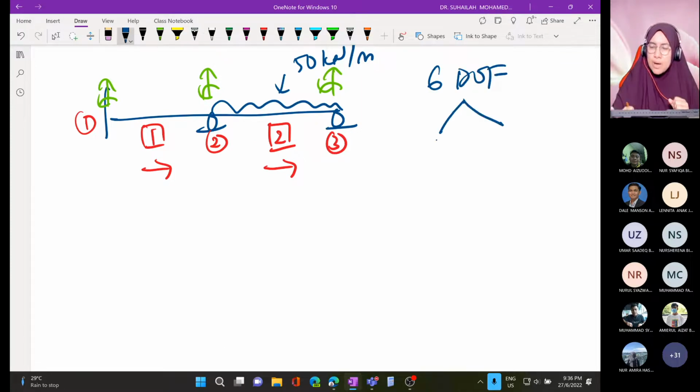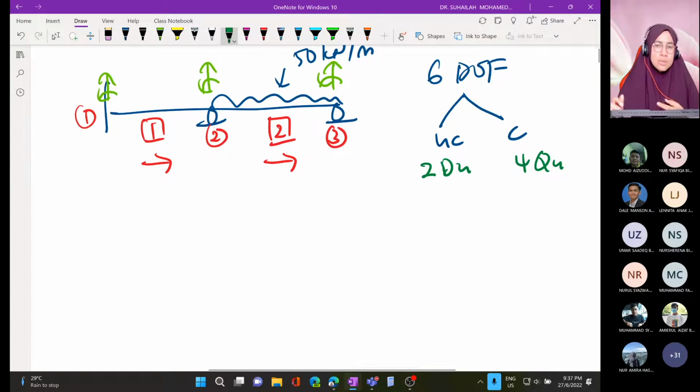Divide into unconstrained and constrained. How many unknown reactions? 4. We only count 4 because at node number 1, we don't count X. So 4 unknown reactions. The remaining will be 2 unknown displacements. For me, this is the best way to differentiate.